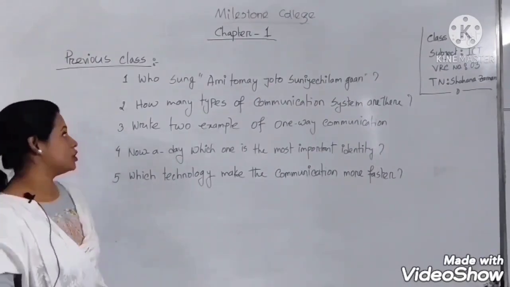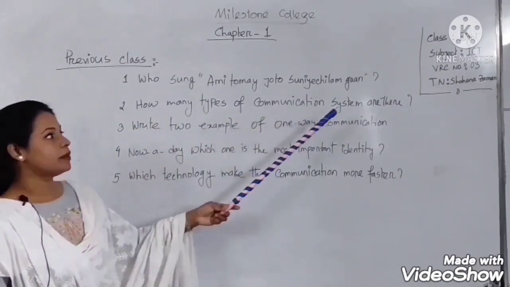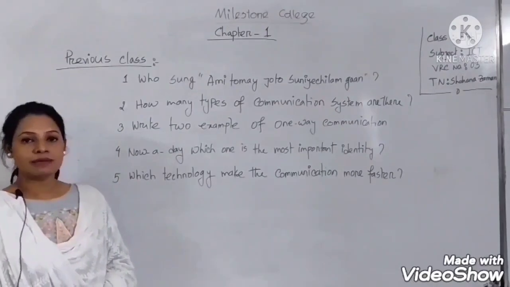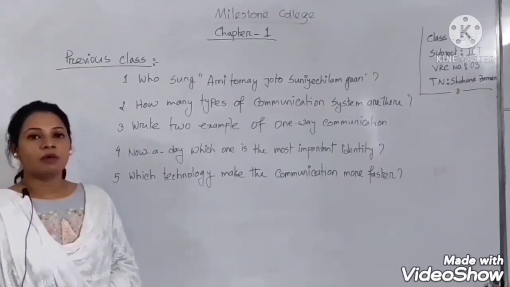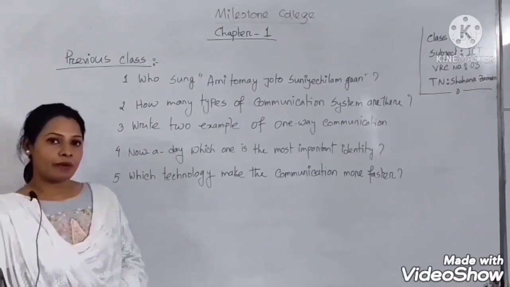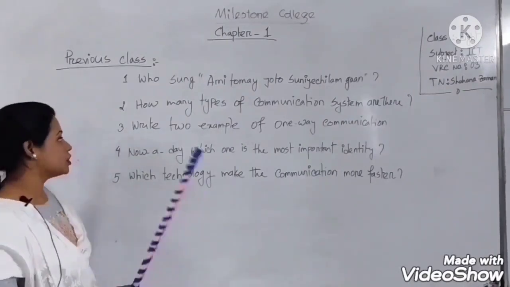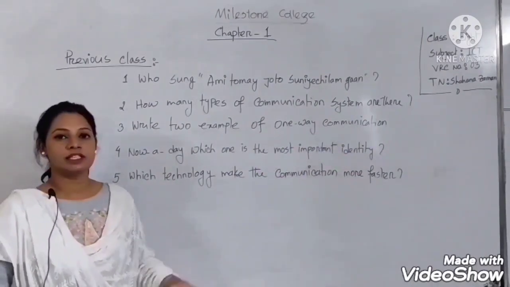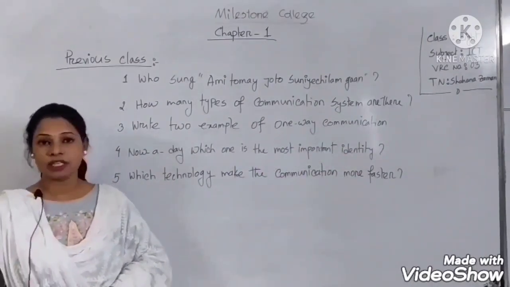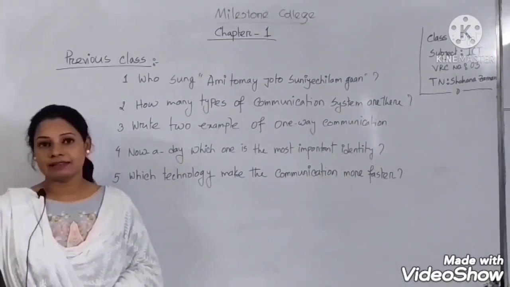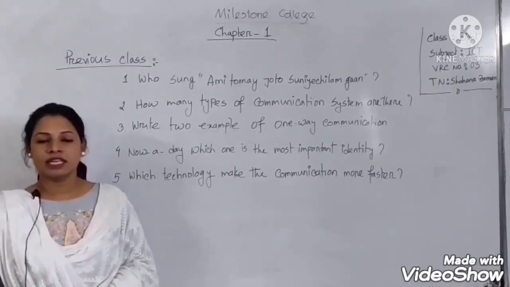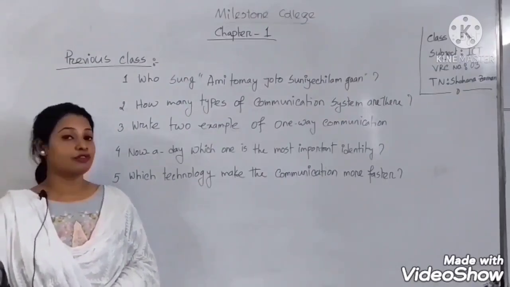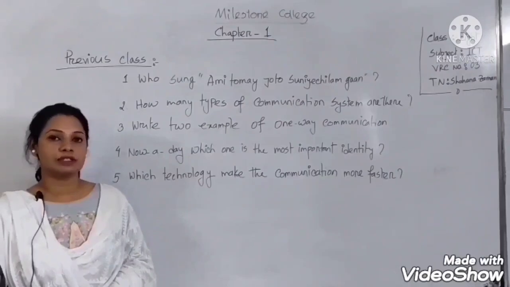Coming to the next question: How many types of communication system are there? Yes, there are two types of communication system: one-way communication and two-way communication. Question number 3: Write 2 examples of one-way communication. Can you guess what the answer will be? Yes, it can be radio, television, newspaper, or magazine. I told 4 examples. Remember this one.